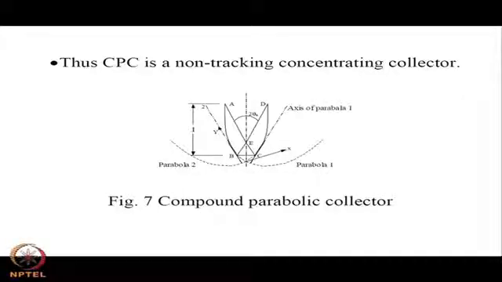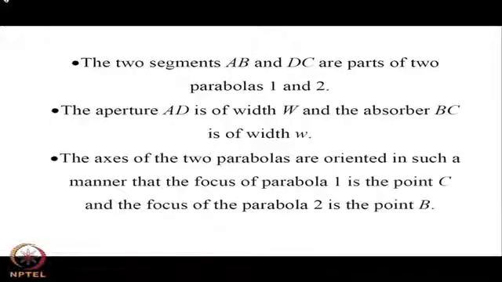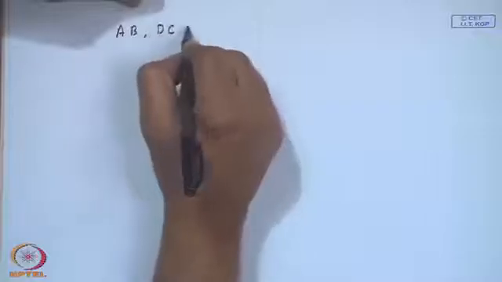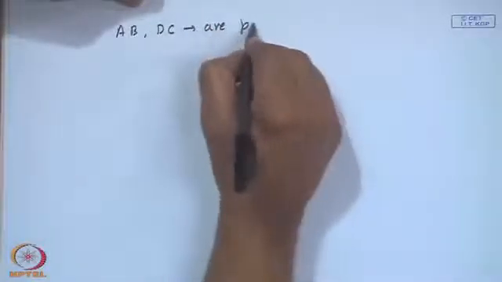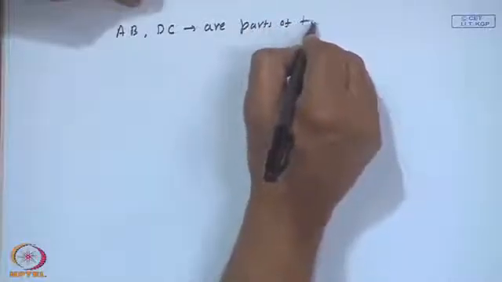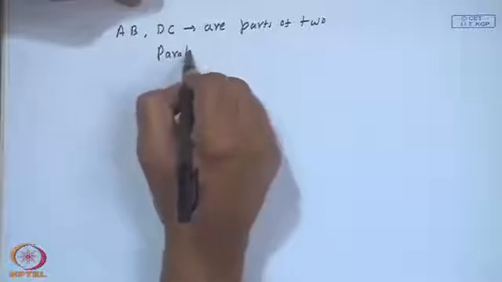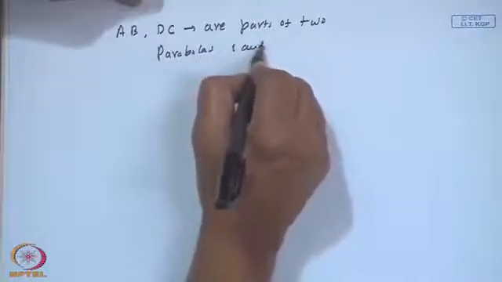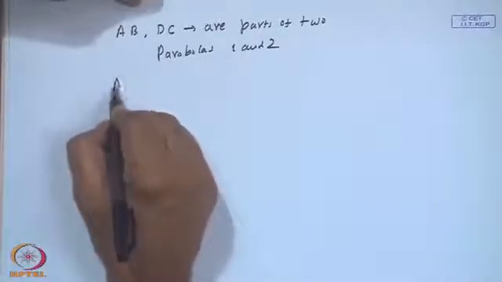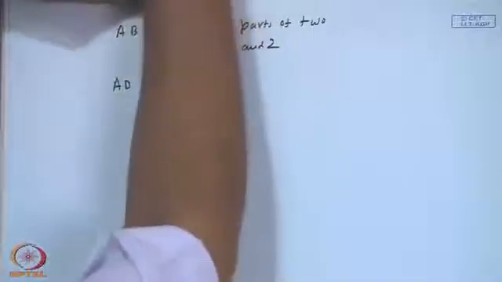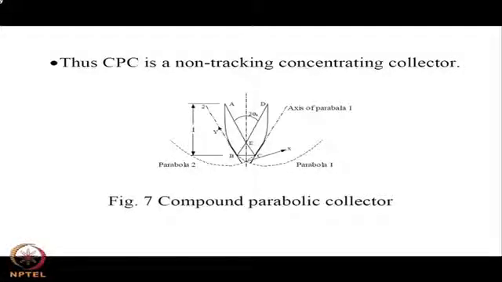So, I also have shown the coordinate system in the direction of x and the direction of y, and you have got the origin O. So, in a nutshell, the two segments AB and DC are parts of two parabolas 1 and 2. AD, let us go back and see, AD is the aperture.